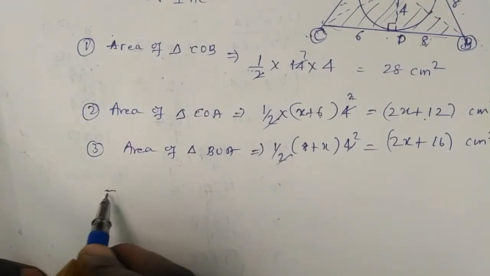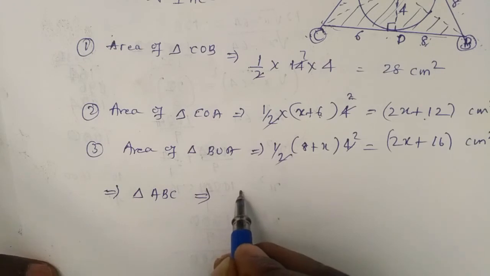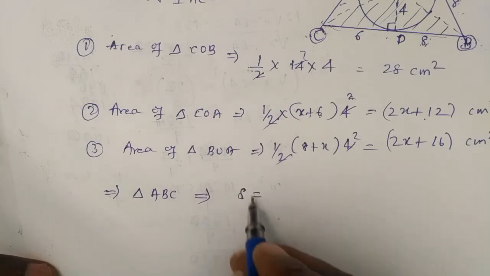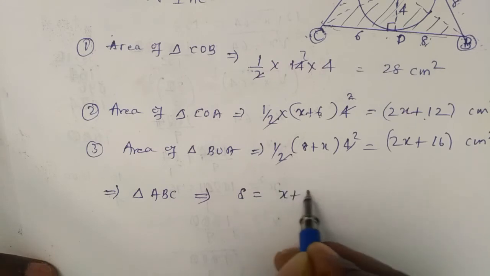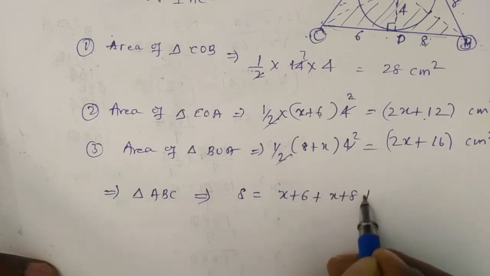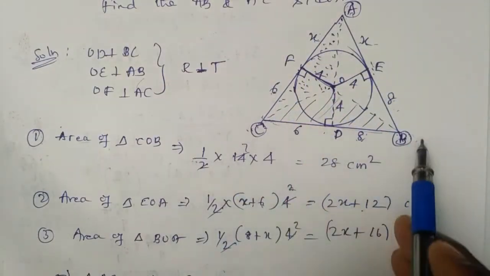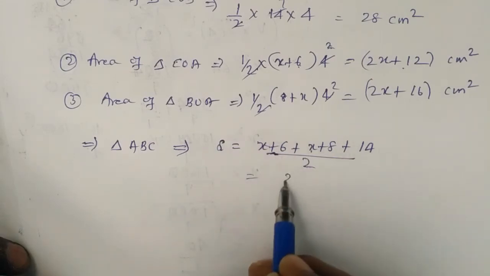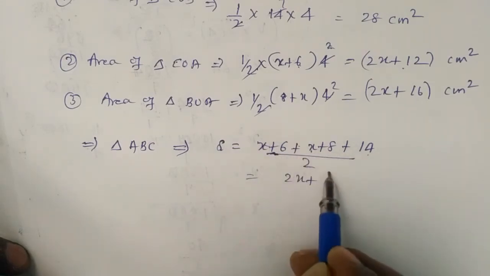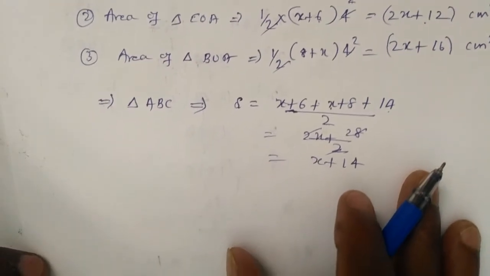So we take triangle ABC. In triangle ABC, by using Heron's formula, first the semi-perimeter S. S is equal to the sum of all three sides divided by 2. One side is x plus 6, another side is x plus 8, another side is 14. Sum of three sides: x plus 6, x plus 8, 14. Semi-perimeter is 2x plus 14 plus 14, that is 28, all divided by 2. The 2 cancels, and we get semi-perimeter x plus 14.